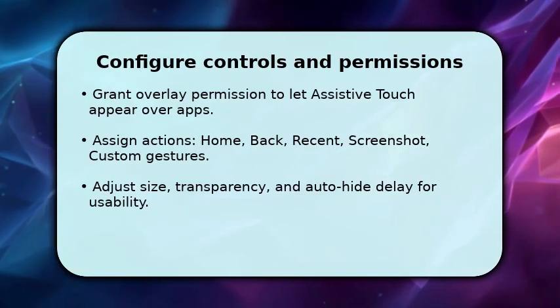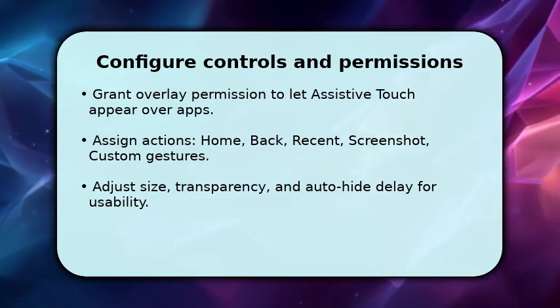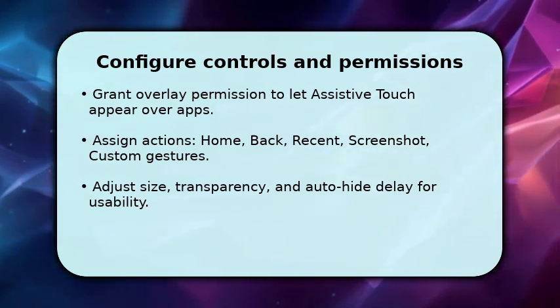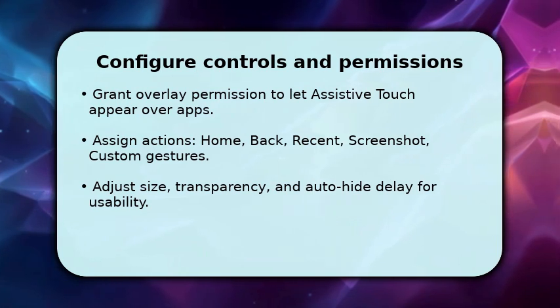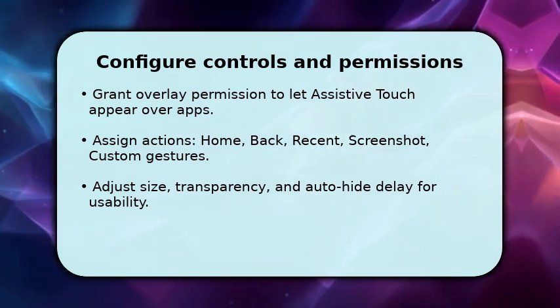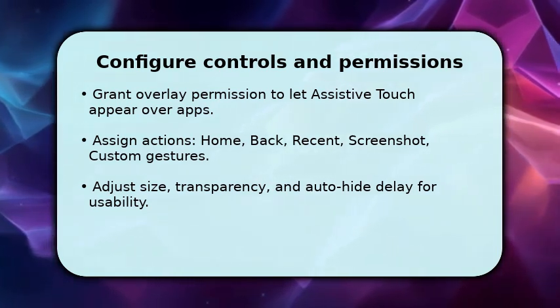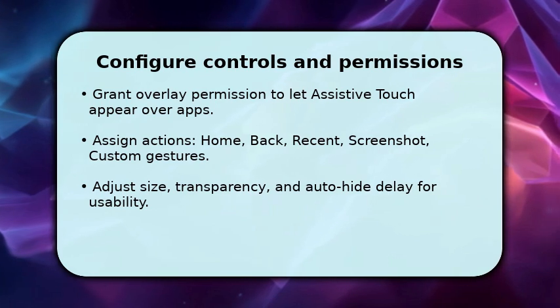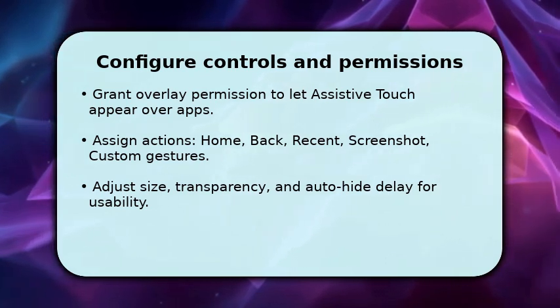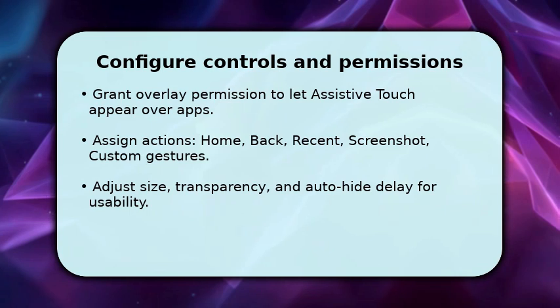Now configure how Assistive Touch behaves and why those permissions matter. Grant the display over other apps permission so the floating button can overlay full-screen apps. Without it, the button vanishes. Assign primary actions like Home, Back, Recent, and add a screenshot shortcut or custom gesture to speed common tasks.